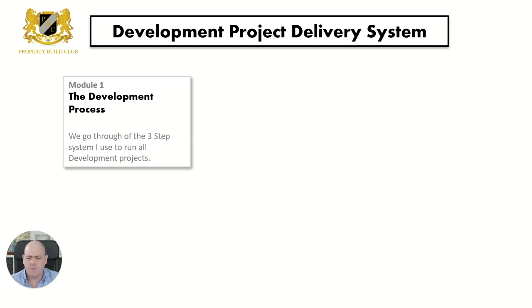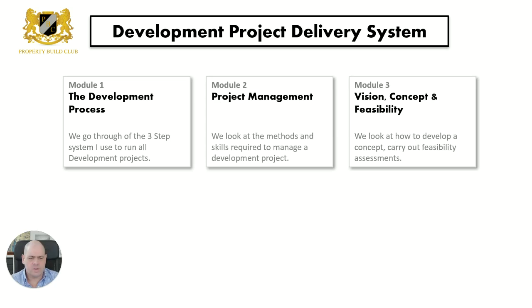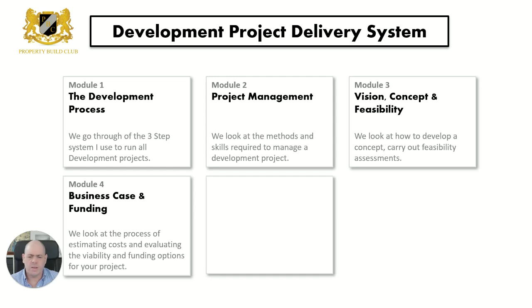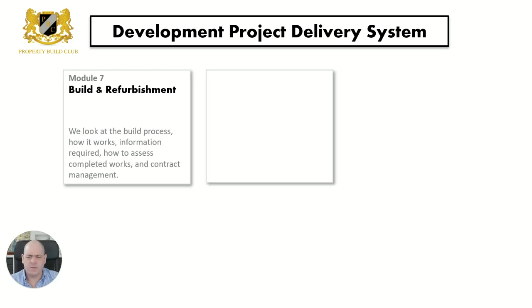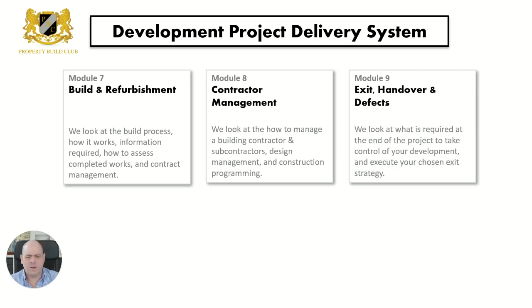We also use the Development Project Delivery System. In Module 1, the development process, we go through the three-step system I use to run all development projects. Then we have Module 2, Project Management. Module 3, Vision, Concept and Feasibility. Module 4, Business Case and Funding. Module 5, Design and Permissions. Module 6, Procurement, Budget and Cost Control. Module 7, Build and Refurbishment. Module 8, Contractor Management. Module 9, Exit, Handover and Defects.